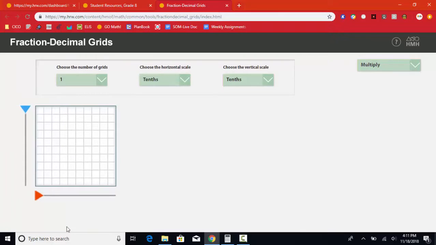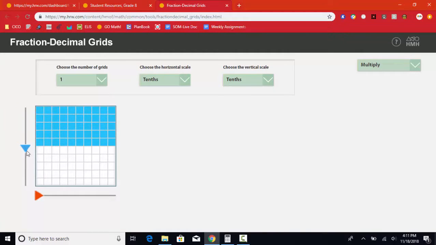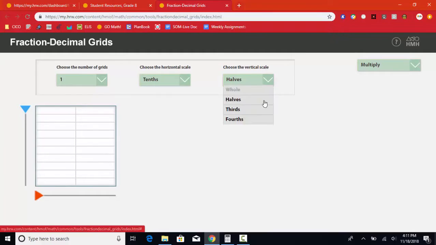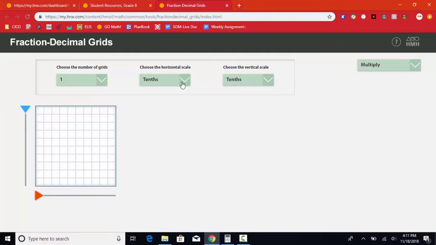We also have the multiply. So let's say it's tenths by tenths, so we're going to take 1, 2, 3, 4, 5 tenths times 3/10, and we see this area right here lit up. We have 15/10, so not 15/10, 1500ths, because this is out of 100. And then we can always change the scales to what we need them to be.